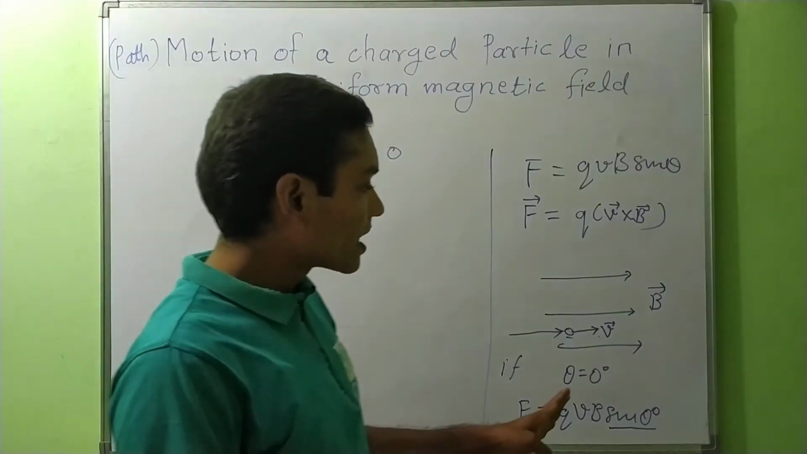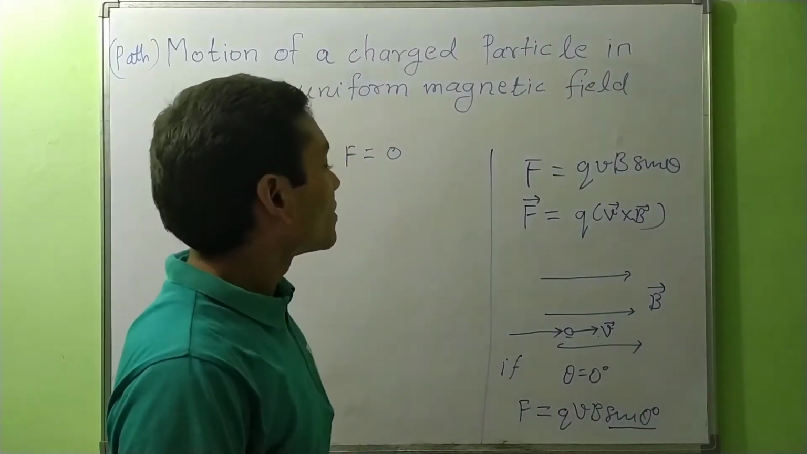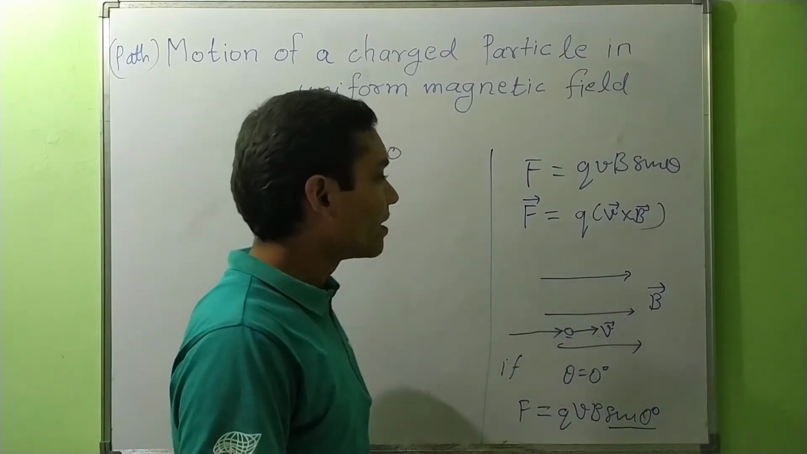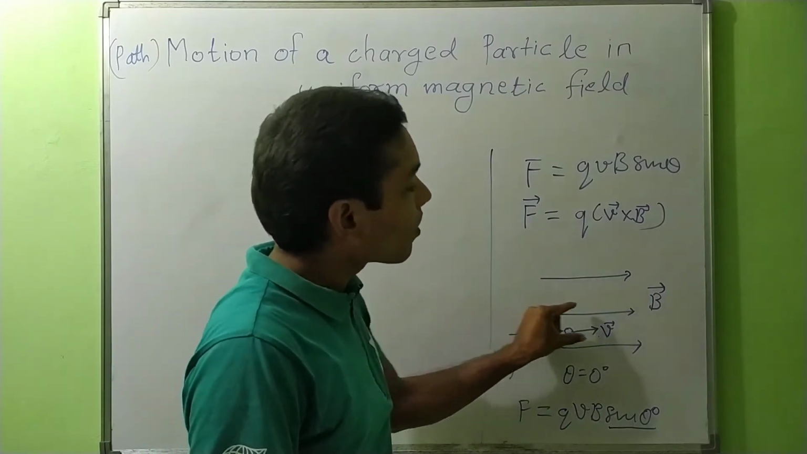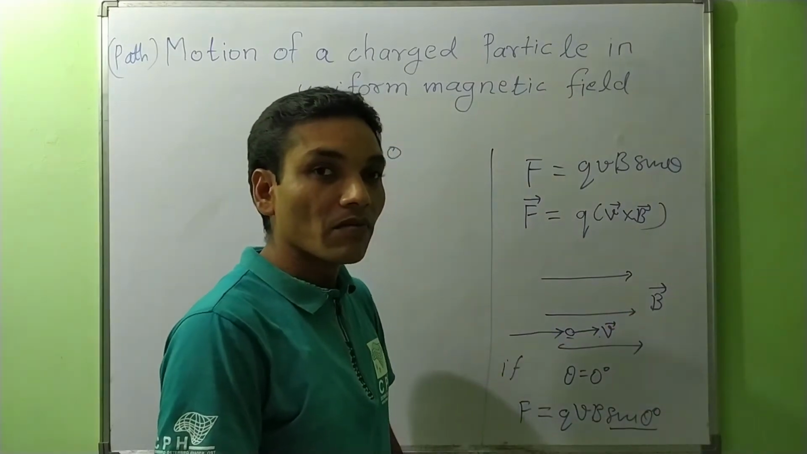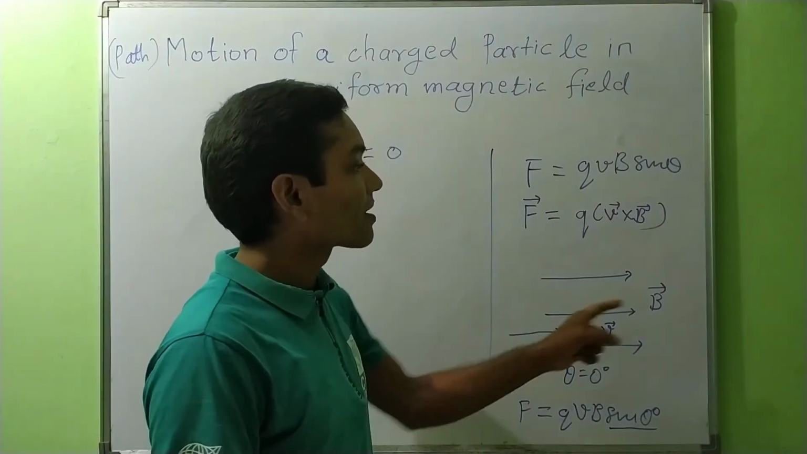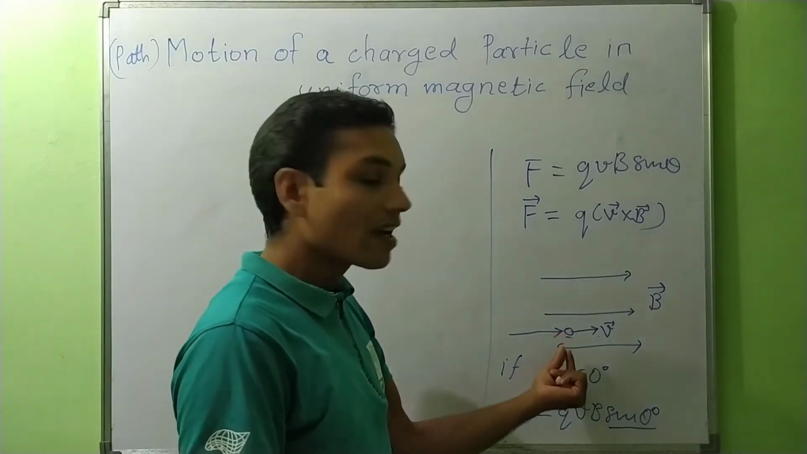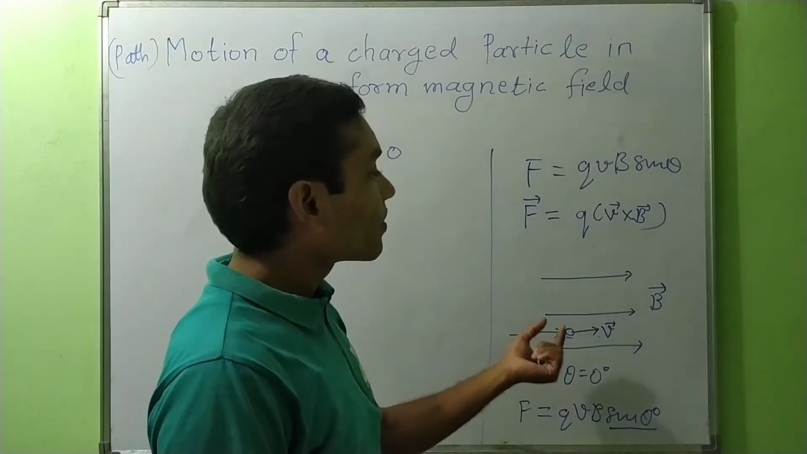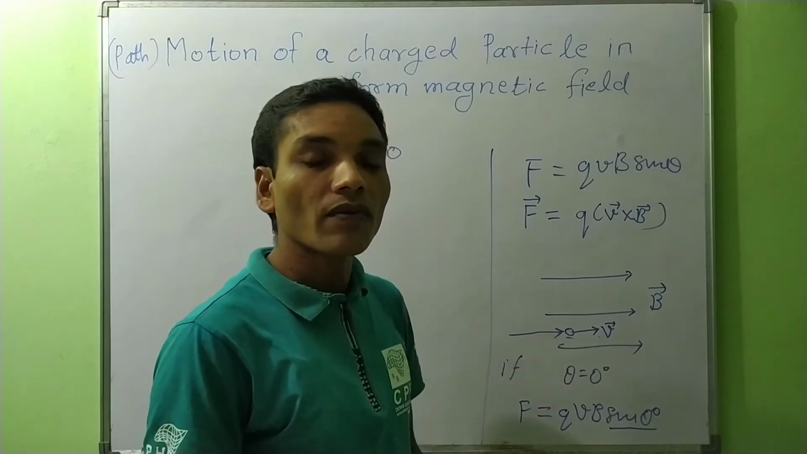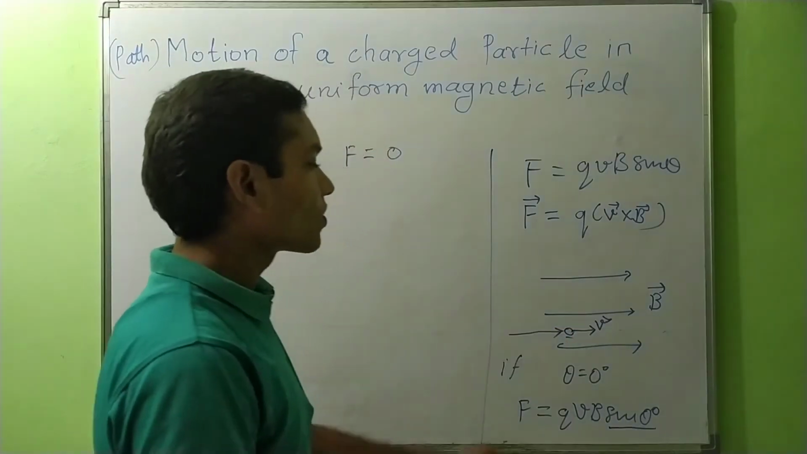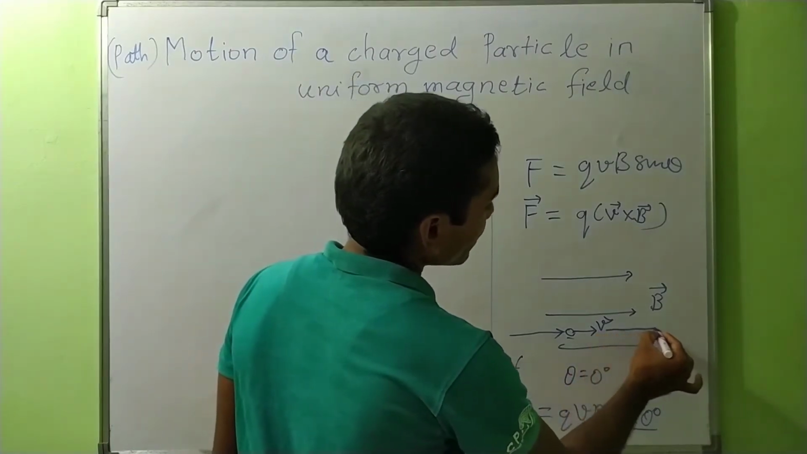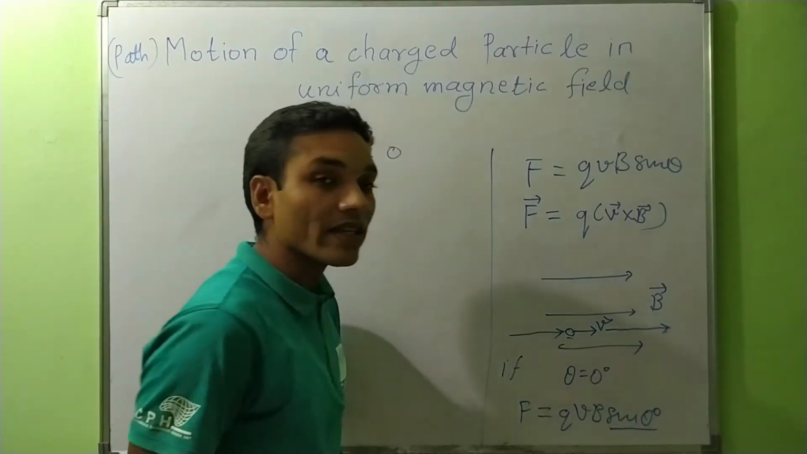Here we concluded that if the charged particle enters the magnetic field along the direction of the magnetic field, meaning in the same direction, then that charged particle does not feel any magnetic force. So this charged particle will move along this direction undeviated.